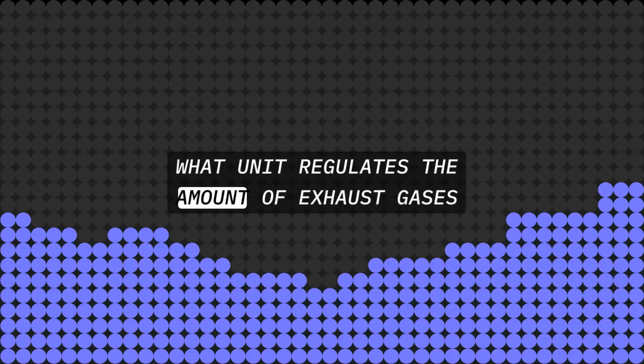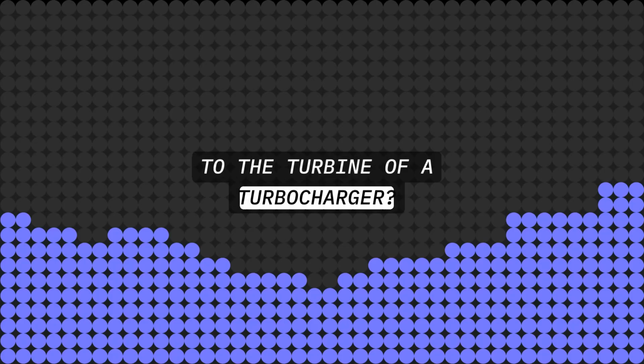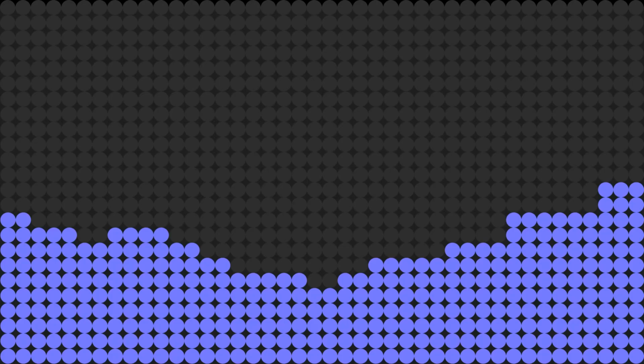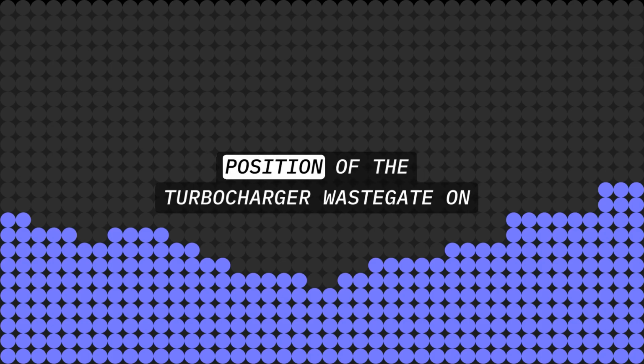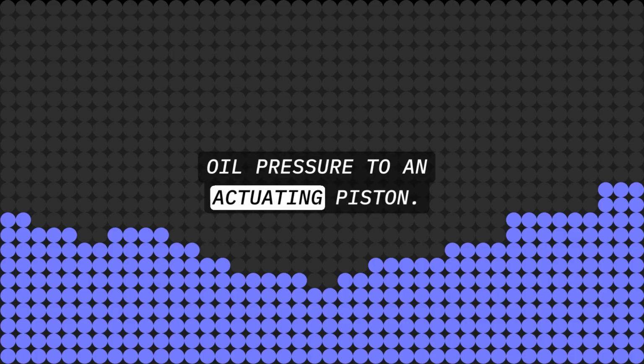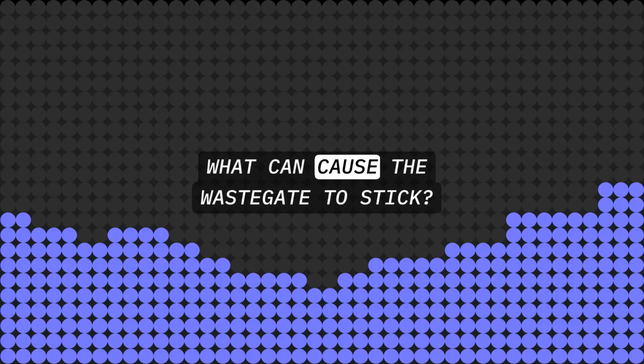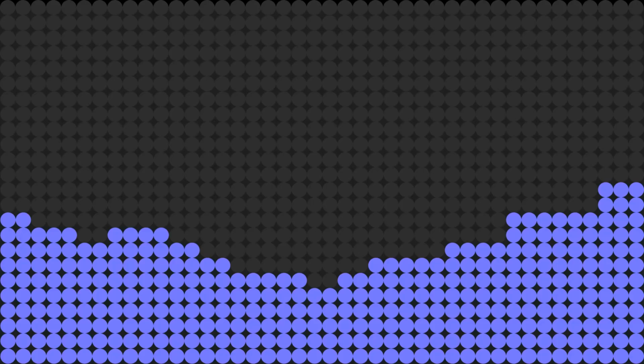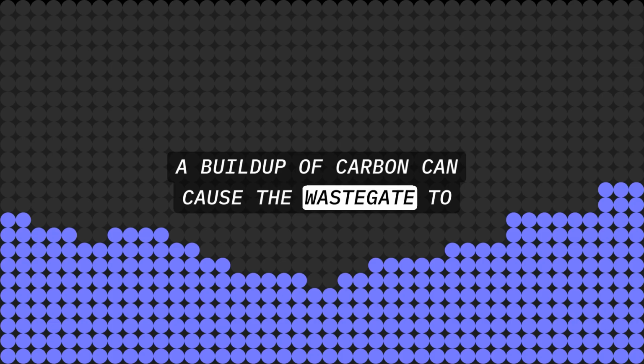What unit regulates the amount of exhaust gases to the turbine of a turbocharger? The wastegate. What type of power is used to control the position of the turbocharger wastegate on some engines? Oil pressure to an actuating piston. What can cause the wastegate to stick? A buildup of carbon can cause the wastegate to stick.